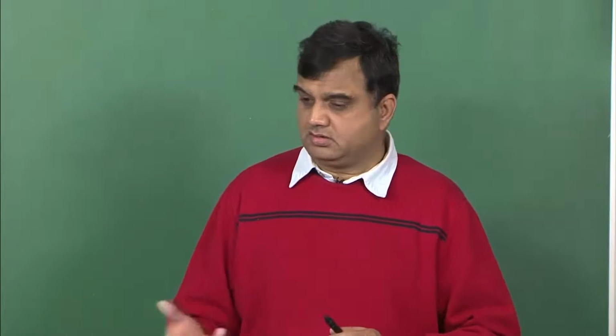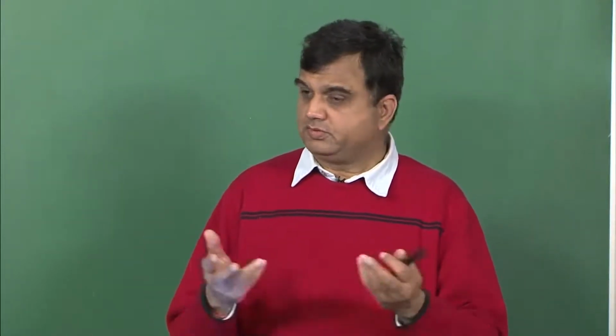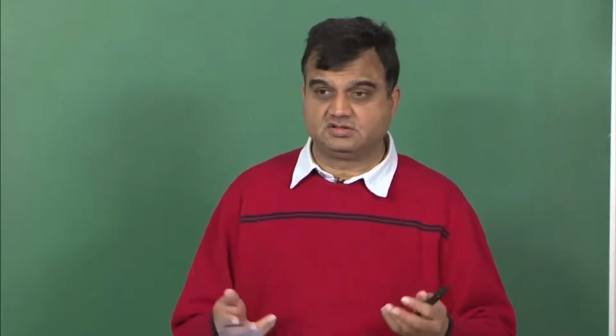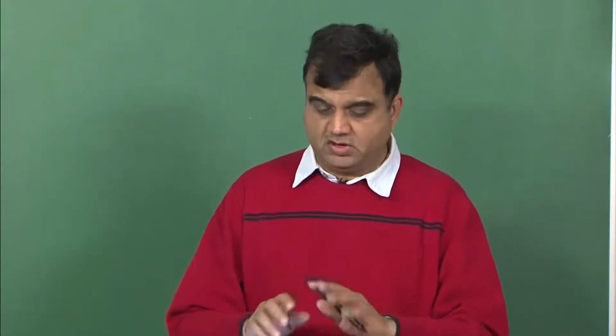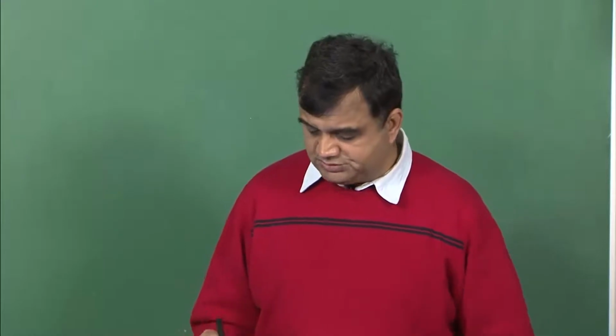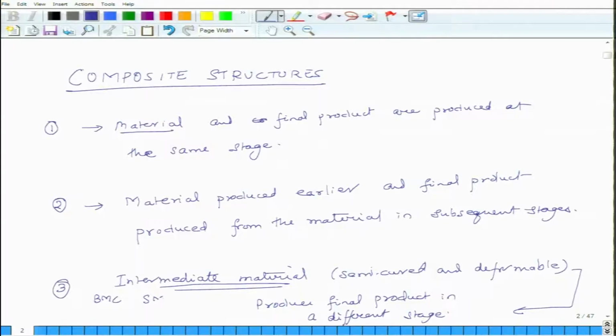So, it is like dough which you use to make chapatis or pudis. You can give it whatever shape you want and then somehow you cure it. So, BMC is bulk molding compound, SMC is sheet molding compound, and we will explain this later. And then the last one is prepregs, or pre-impregnated resin compounds. So, this is another name, prepregs. These three classes of intermediate materials are also there in place.